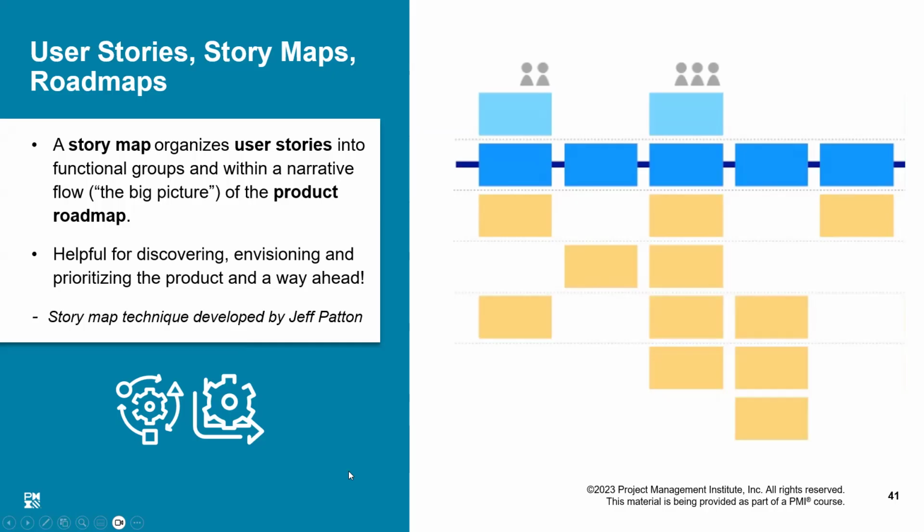Then we have got user stories, story maps, and road maps. A user story is the statement of the requirement, the functionality we need, a statement of that requirement. And we have to map these user stories on the roadmap and we should move ahead.